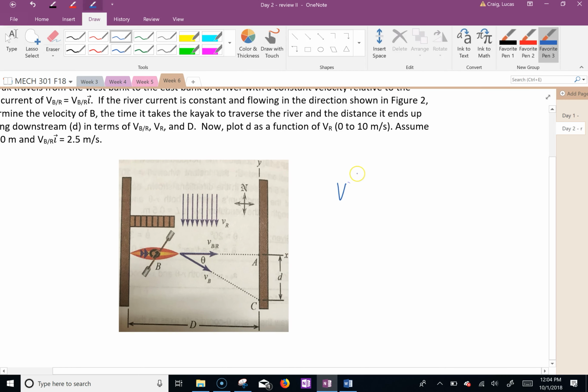So how do I start? Let's go right with this. What is this vector form? How do we write that? Is it VB minus VR? Yeah. So let's just write that.